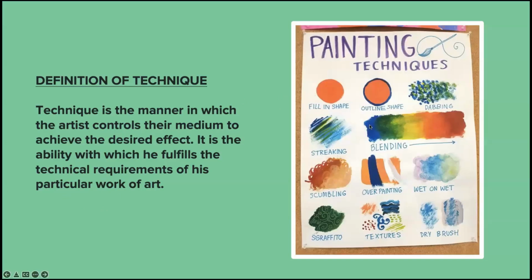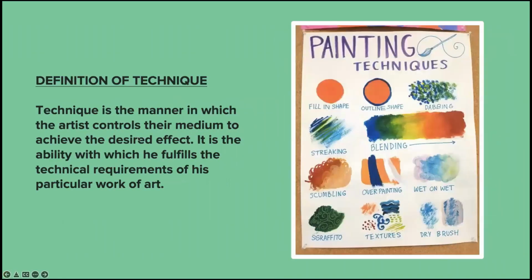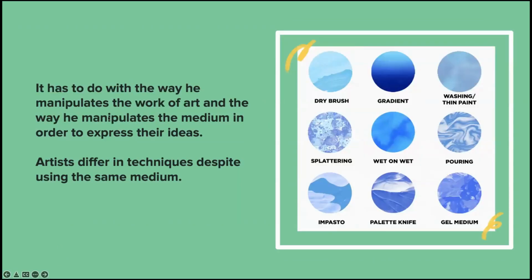So we have these different painting techniques, no? Fill in shape, outline shape, dabbing, streaking, blending, scumbling, overpainting, wet on wet, graffito, textures, dry brush. This technique has to do with the way he manipulates, so you notice control. The artist is controlling the medium, and also manipulating the medium, in order to express the idea. That's why the artist is important, no?